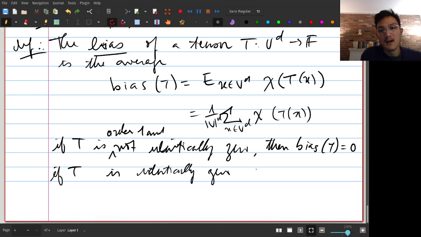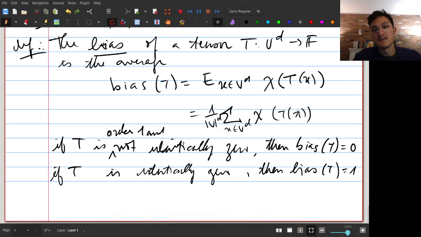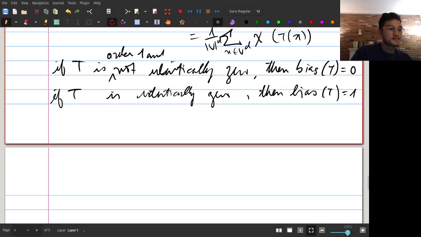Then what do we have? Then the bias of T is equal to 1, right? Because if it's identically 0, then it's just 1 for everything, and you sum it up, and you take the average of a bunch of things that are 1, and you get 1. Okay.